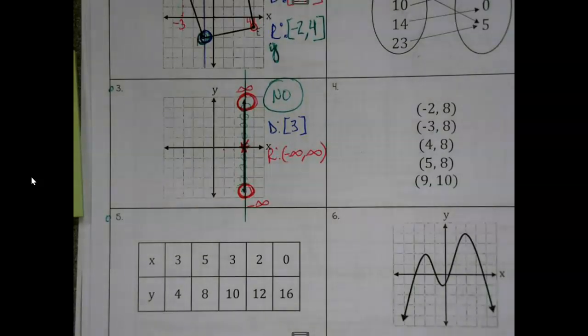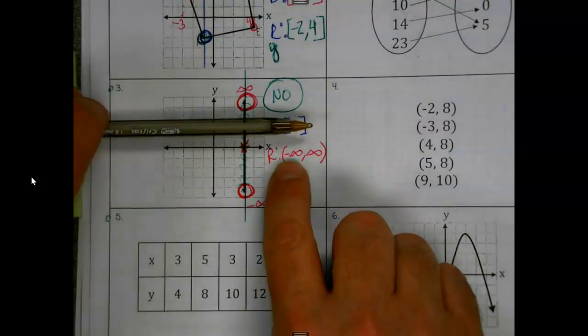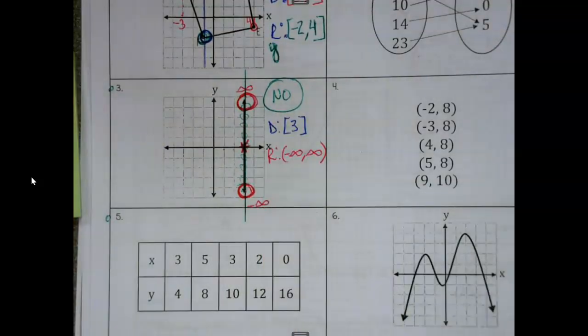Absolutely. If it were horizontal, if the line was like this, yeah, the range would be one number and the domain would be infinite. Very good. Yes, sir.